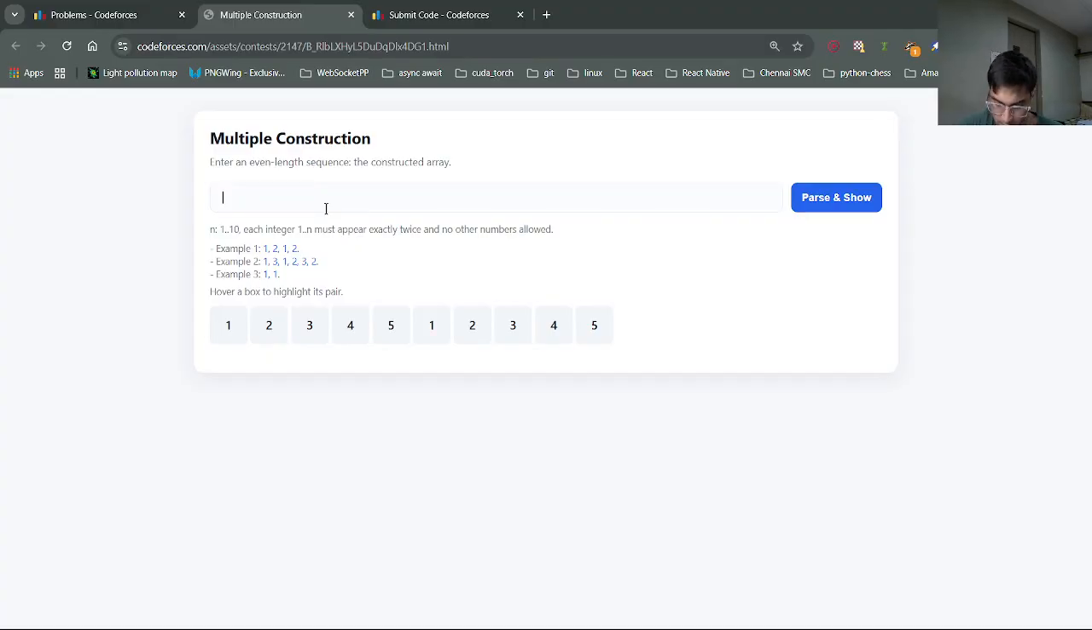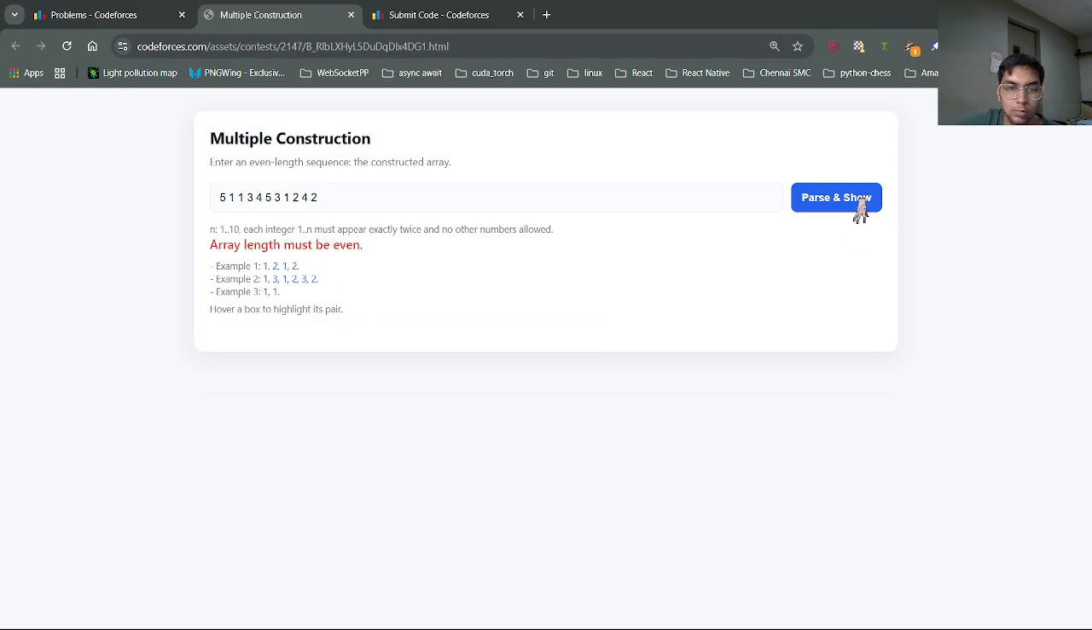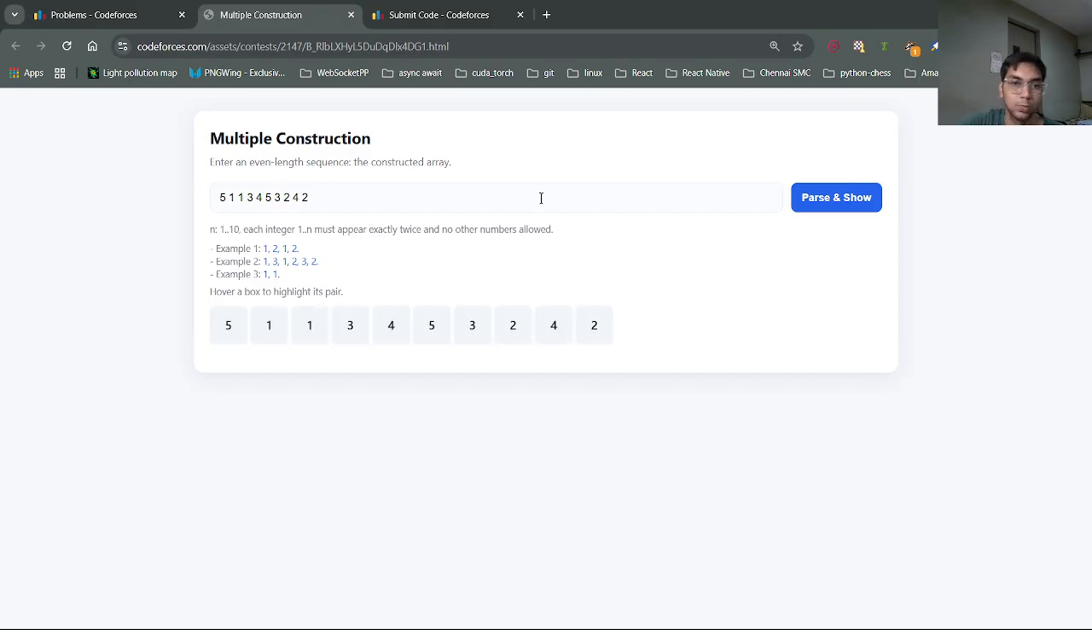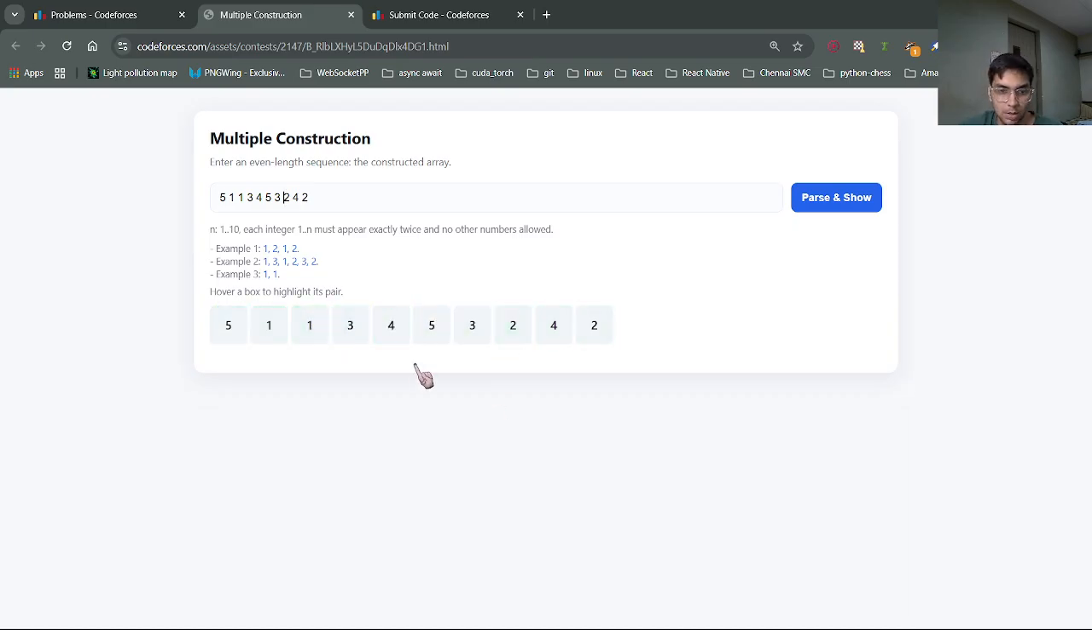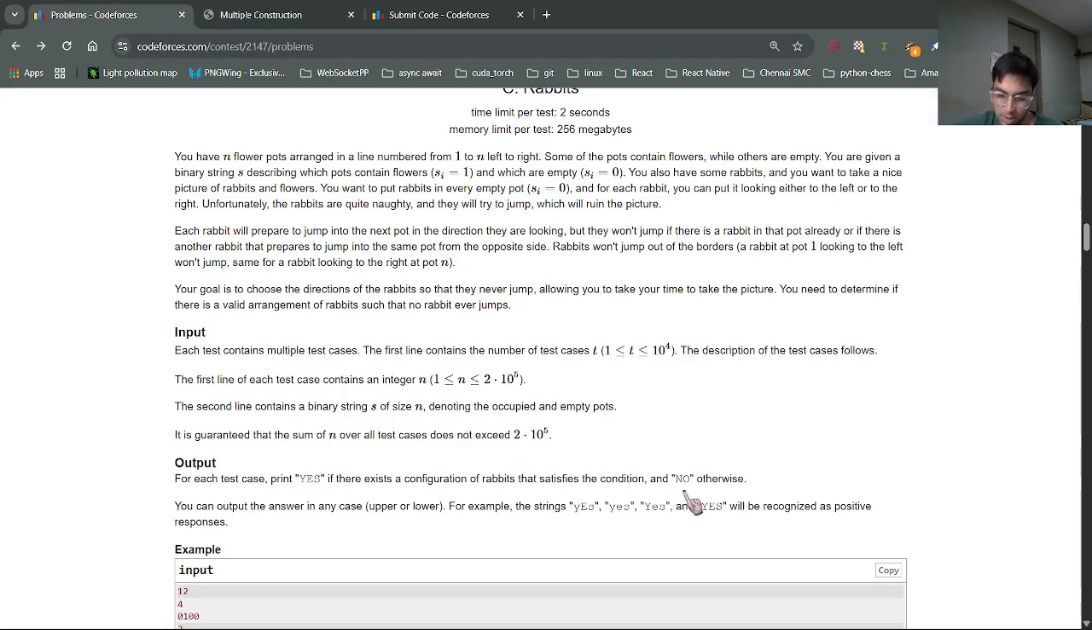5, 1, 1, 3, 4, 5, 3, 2, 4, 2. What the heck? Sorry, 2, 4, 2. Right. Okay, why are there three ones? That's not right. 5, 1, 1, 3, 4, 5, 3, 2, 4, 2. Yep. So each one is in length. That's for sure. How do I make it though?